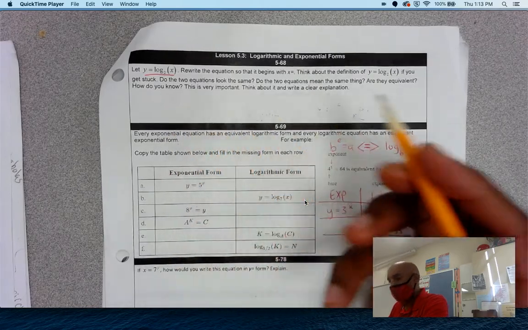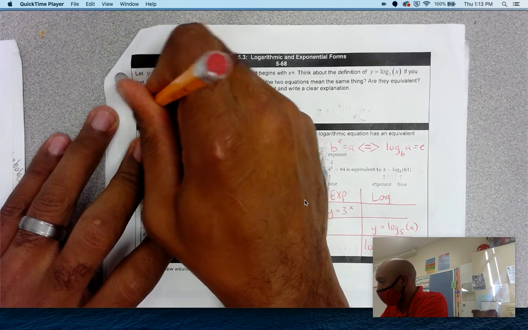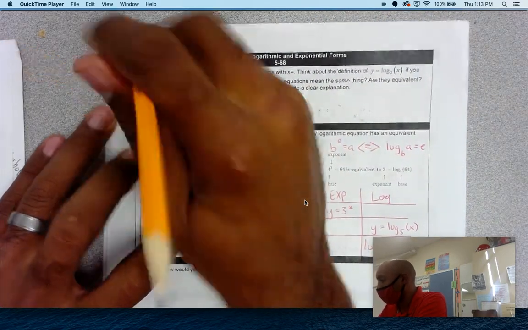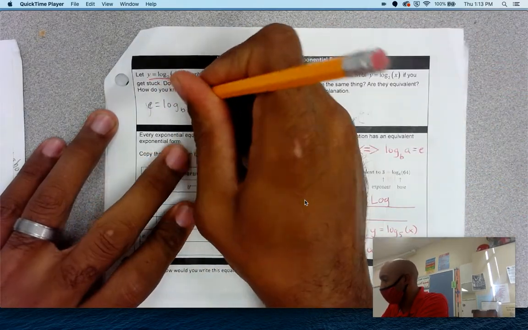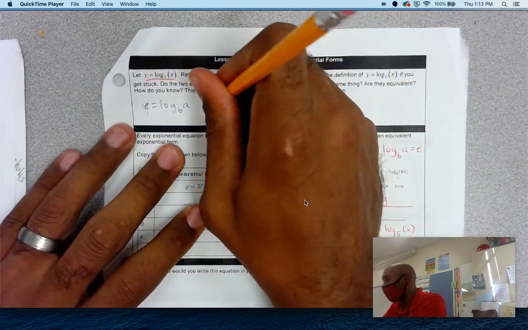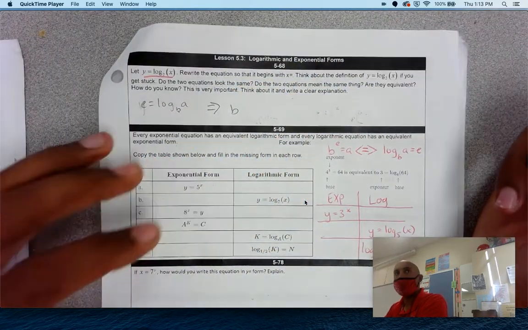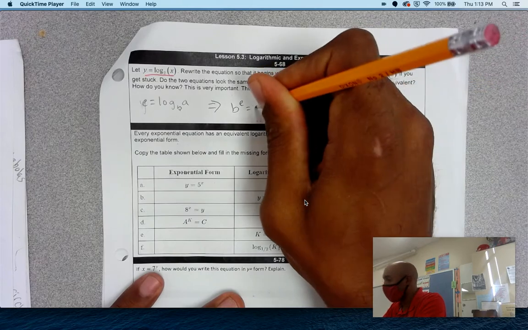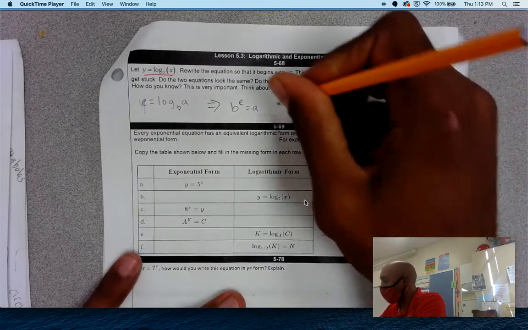So what we want to do is, let's write it with different letters. e equals log base a. That's the log form. If I change this into exponential form, my base is the number I write first, and then the e becomes the exponent of that base, and you make it equal to the variable a. So let's change that and put it in that form.